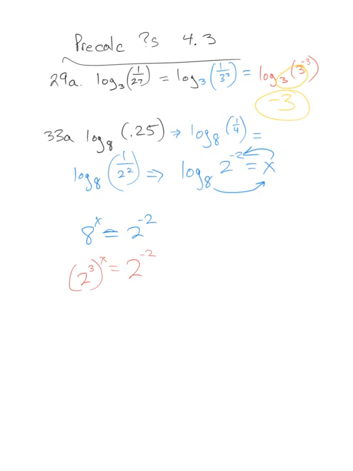And anytime you raise an exponent to an exponent, you multiply them. So let's rewrite this as 2 to the 3x equals 2 to the negative 2. And any time that you have your bases the same and they're equal, then their exponents must be equal. So let's solve this as 3x equals negative 2, x equals negative 2/3, and that would be the answer.